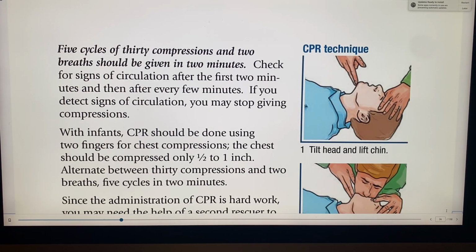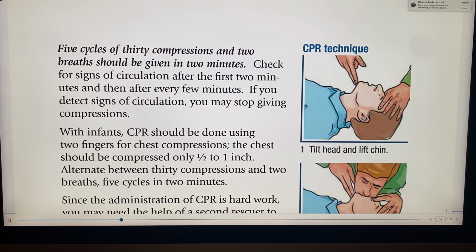Okay, here we go. You're going to do 5 cycles of 30 compressions and 2 breaths, which should take about 2 minutes. It used to be we would do more breaths, but now you're going to do 5 whole sections of 30. That's how I count: 1 and 2 and 3 and 4 and 5, 30 compressions. Then you're going to do 5 cycles of those, and then you're going to give 2 breaths.